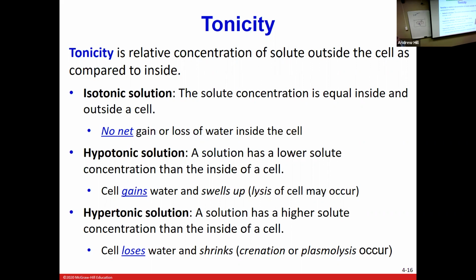Plasmolysis is something that occurs in plant cells. Plant cells have a cellulose wall. So with plasmolysis, what happens is the cell membrane can shrink and it'll actually shrink away from the cell wall, which doesn't shrink because it's very rigid. Okay, so that's what plasmolysis is.